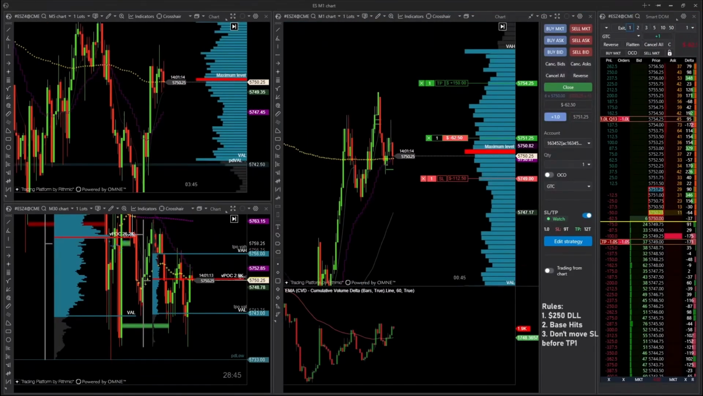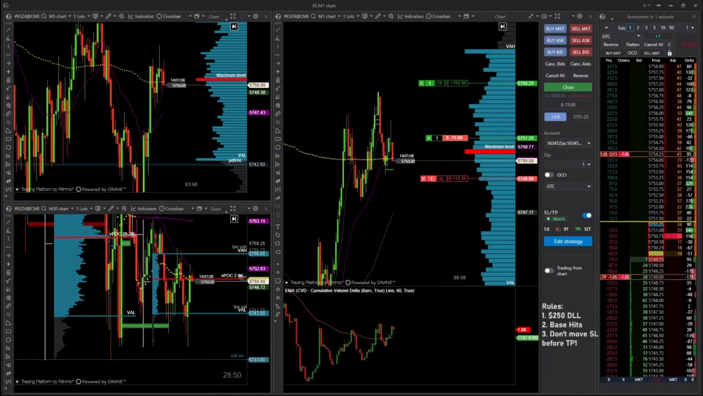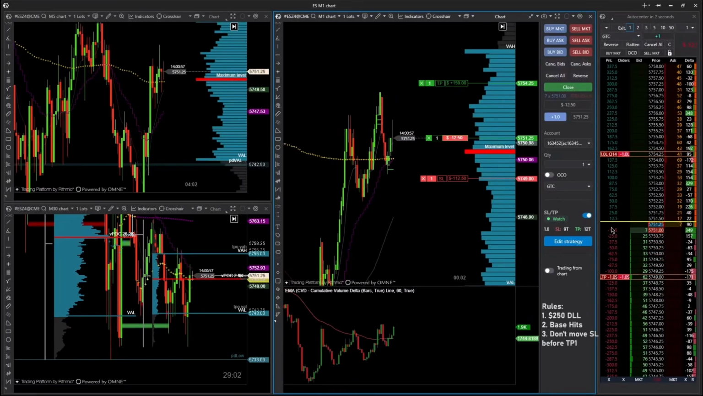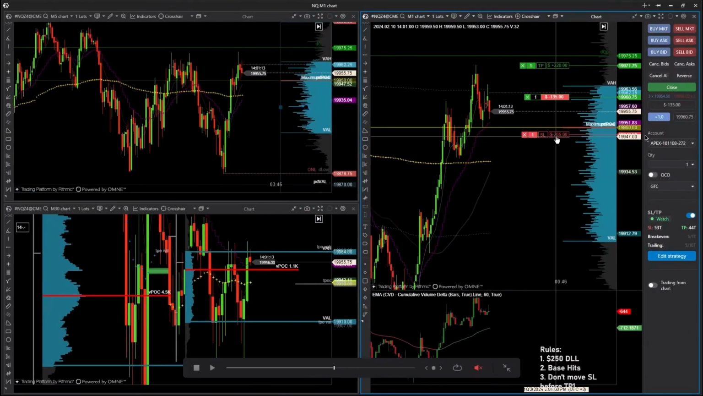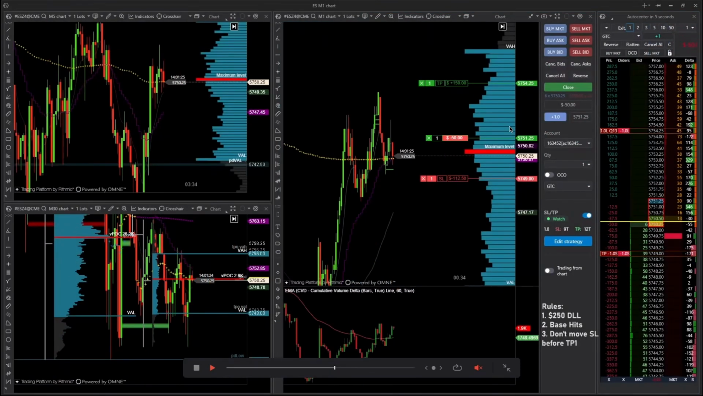What did I show on the other screen? Let's see. I think I entered another position on the NQ. Yeah, so this is on my Apex account. I entered the Apex account, another long here. And let's see how these trades played out.